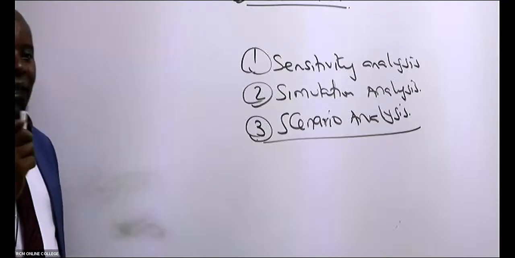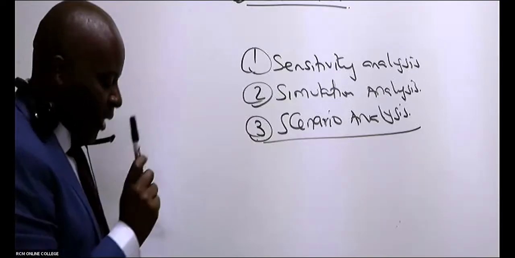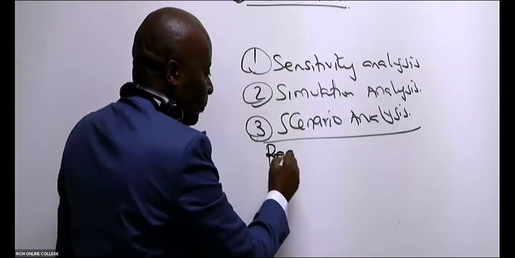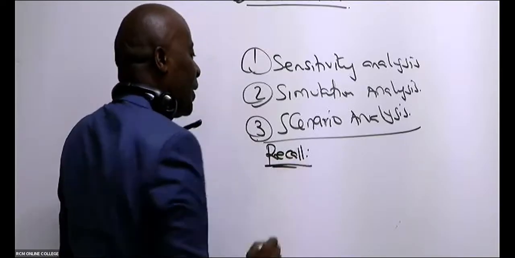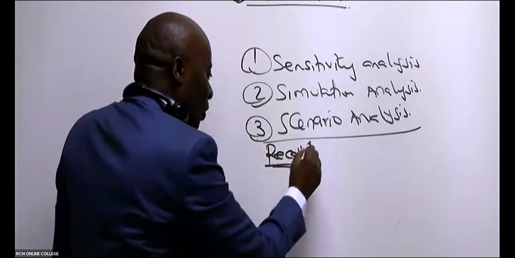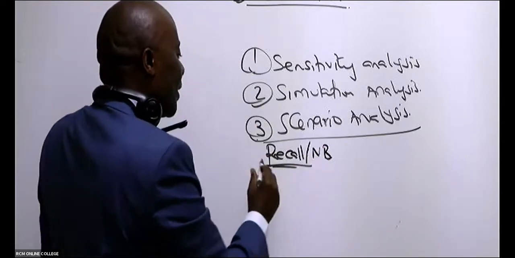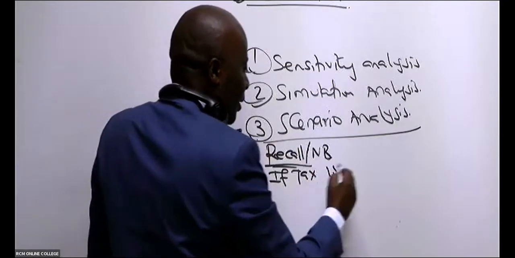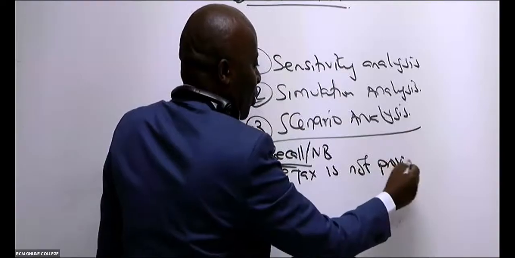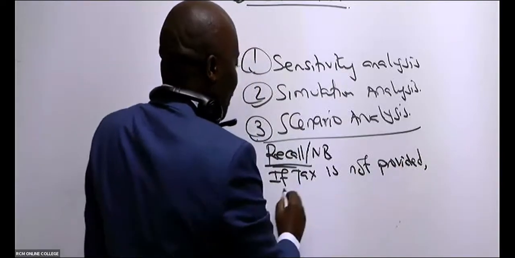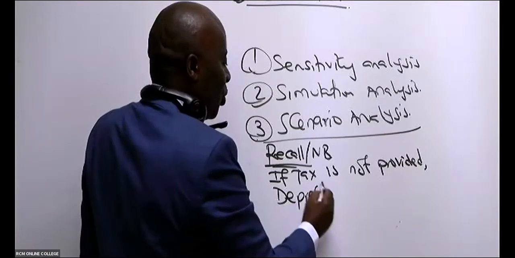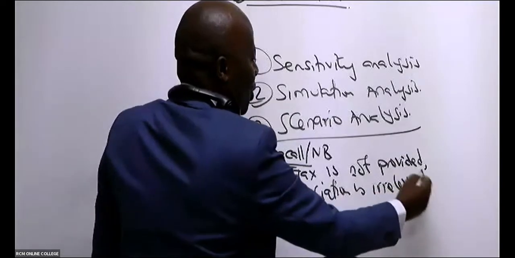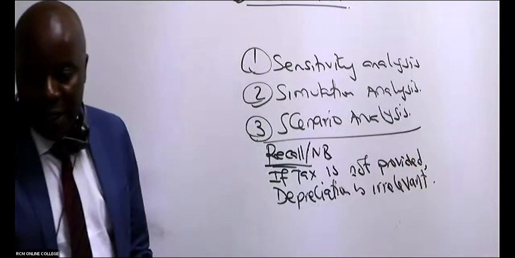Now, before I look at this scenario analysis, there is something very important I would want us to jot down as a recall. That in finance, if tax is not provided, comma, depreciation is irrelevant. Depreciation is what here is irrelevant.